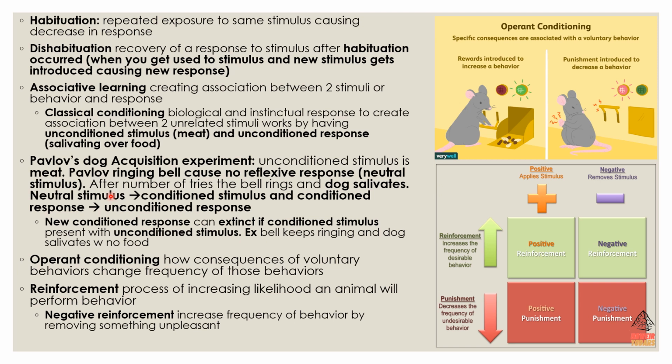But after a number of tries, the bell rings and the dog salivates. So the neutral stimulus turns into a conditioned stimulus. All right, so that's ringing the bell. Now there's a condition to activate it, and the conditioned response, which is the salivation, is now learned. Before, for the response of salivation, the meat needed to be there, but now only by ringing the bell, the dog can salivate. So the new conditioned response can extend if the conditioned stimulus is present with an unconditioned stimulus.